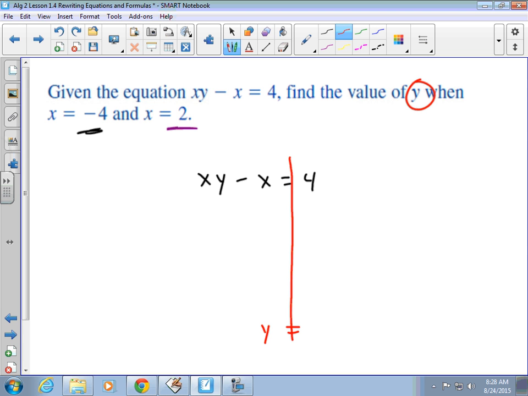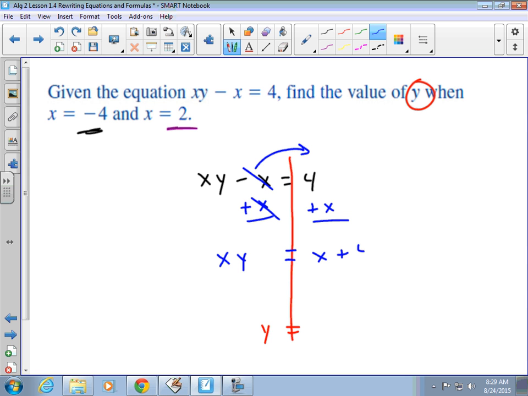So if we do that, remember you undo your order of operations in reverse order. So undo addition and subtraction first, which means we want to undo this minus x. So add x to both sides. If you add it there, you add it here. Remember, you're not going to get 5x. You're going to get x plus 4 on that right side. So we have x times y, still there, equals x plus 4.